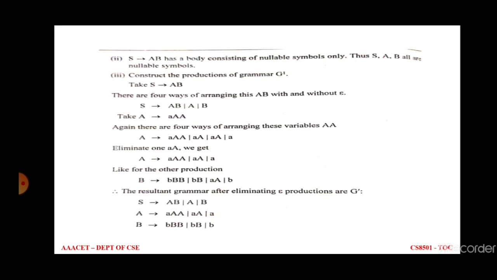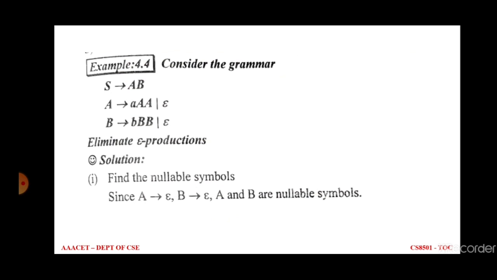So elimination of epsilon production is nothing but substituting epsilon for the particular variable which has epsilon in the given grammar. Before that we have to write the production rule as it is in the given grammar. Then we substitute the epsilon for each variable in the right hand side of the given grammar. So this is the process of elimination of epsilon production.